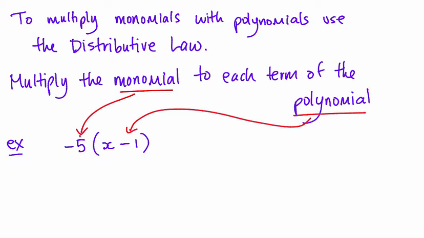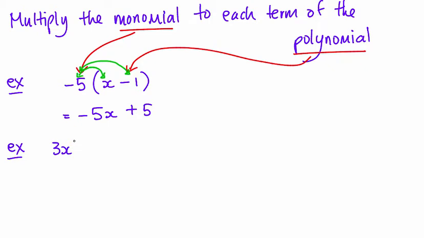And I'll show it with green. I'm going to multiply these two things together, and then I'm going to multiply these two things together. If I do that, I get negative 5 times x, which is negative 5x, and then negative 5 times 1, which is negative 5. And then I get negative 5 times negative 1, and two negatives equal a positive, so I get positive 5.